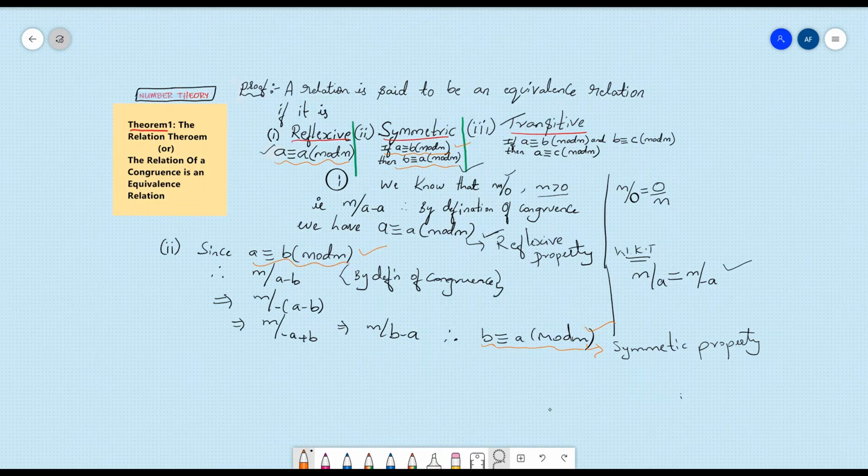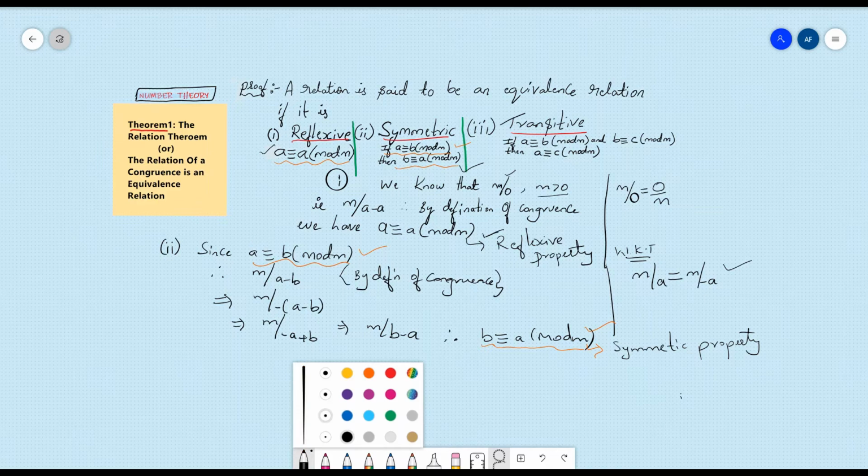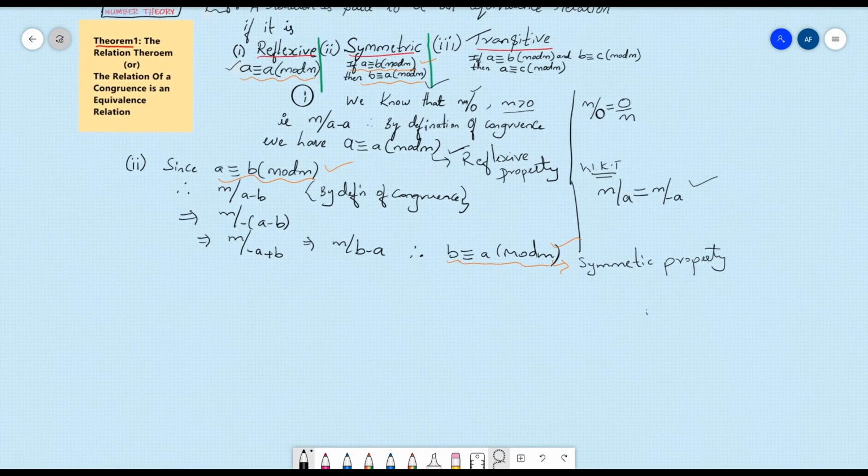This and this together, it is your symmetric property, where you have taken if A is congruent to B mod M, and at last you are going to prove that B is congruent to A mod M. Okay, this is the required result.